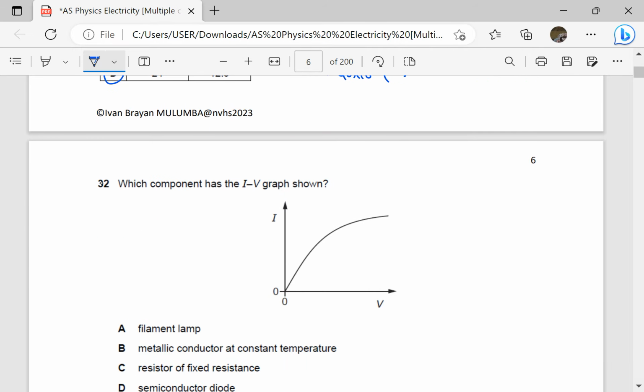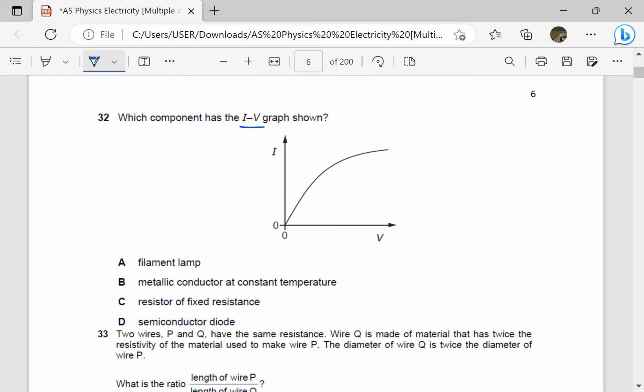Which component has the IV graph shown? Of course, this is a filament lamp. That is a filament lamp, because we see as PD increases, there comes a point when the change in current is very small, simply because the temperature increases with time, which means the resistance increases. And if resistance increases, the change in the current decreases.